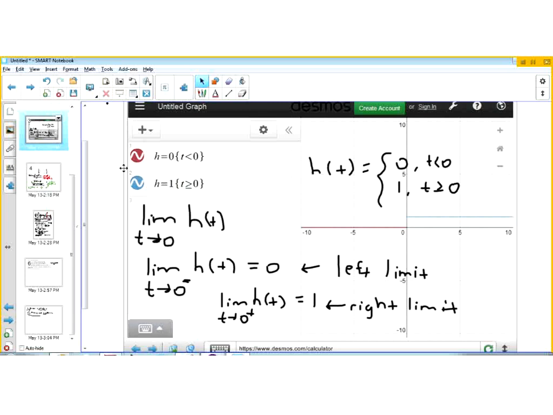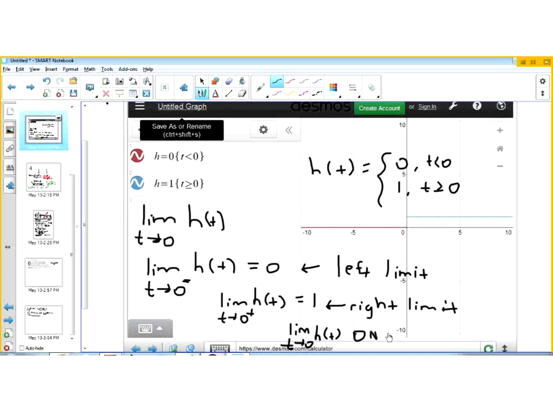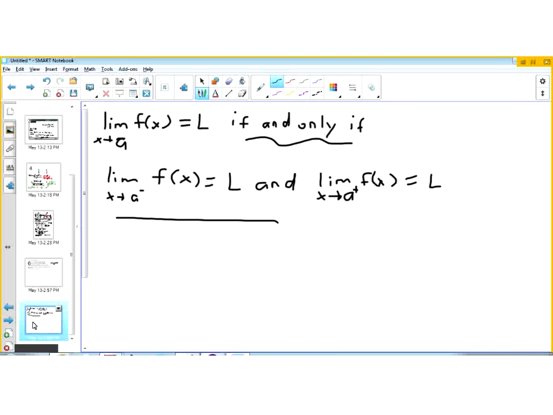And so consequently, based on that theorem I just gave you, the limit as t approaches 0 of h of t does not exist, because the left and right limits are not the same. Okay, so that's a very important concept. And there's an illustration in the online notes. All right, so I think we're ready to work a couple of examples.